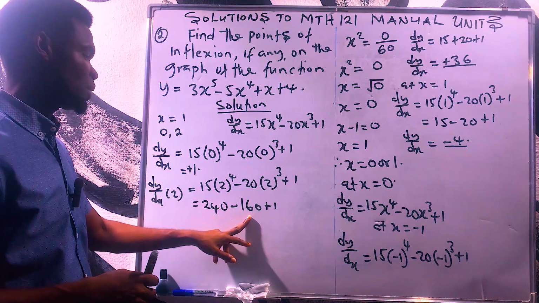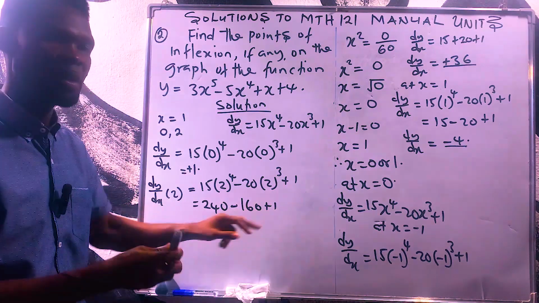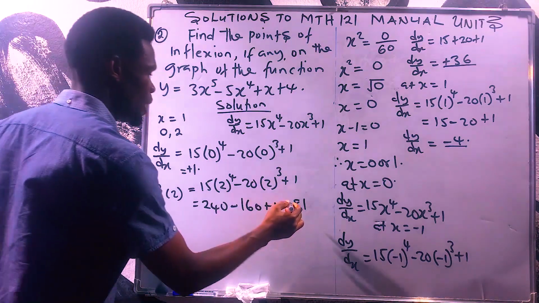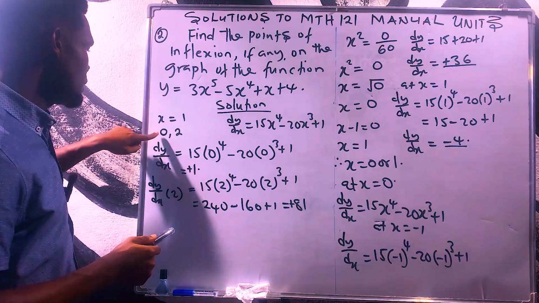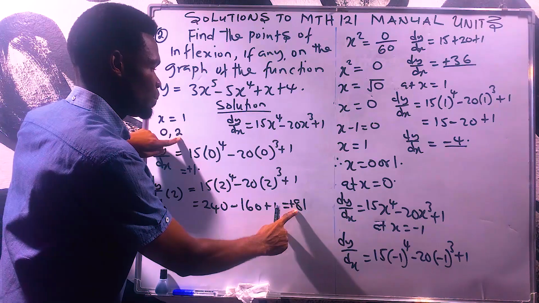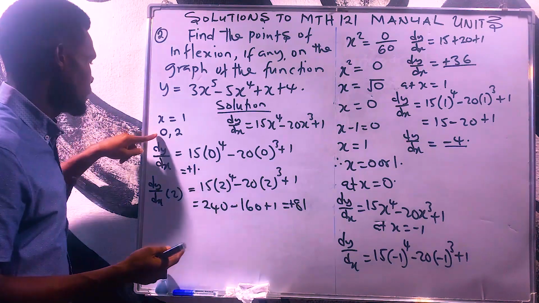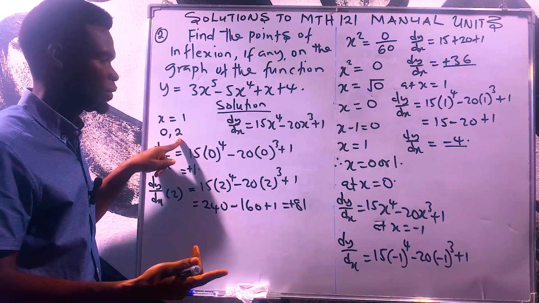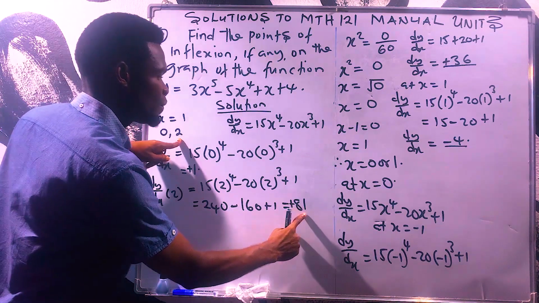240 minus 160 will give us 80. 80 plus 1 is 81. So this is equal to 81, and 81 is positive. So we can see at the 0 point, we have plus 1, and at 2, we have plus 81. So as it moves from 0 to 2 on the curve, there is no change. Positive 1 and positive 81.